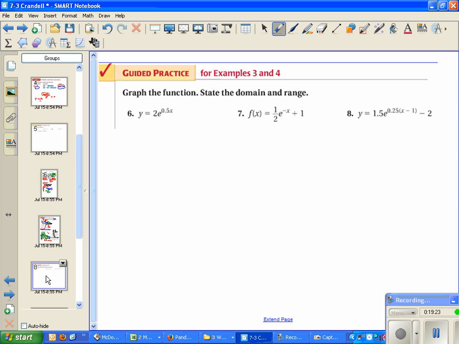Okay, and here's guided practice. You can totally do all of these. Decide right now, though, is number 6 a growth or a decay function? Same with number 7 and same with number 8. Right. And then we're going to skip number 9 for the guided practice.